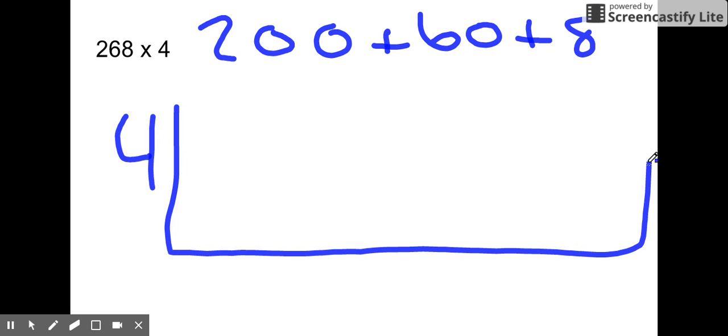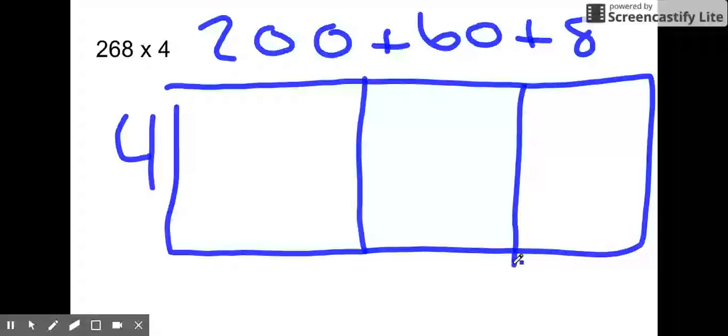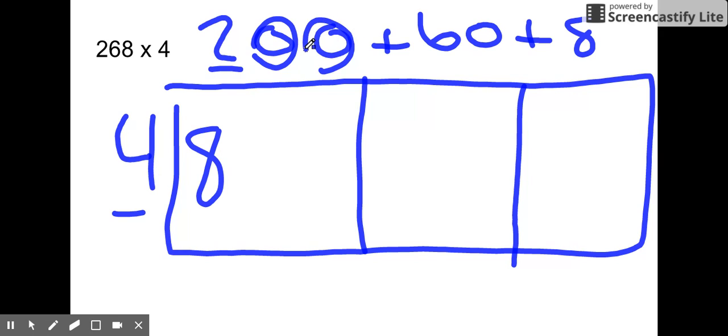I'm going to make a nice big box for all of my work. Everywhere that I have a plus sign, I'm going to draw a line. So before I only had 1 plus sign, so I was only splitting my box into 2 pieces. Now that I have 3 place values, I'm splitting my box into 3 pieces. I'm going to multiply by the top and the side. So 4 times 2 is 8. I have 2 zeros in my problem, so I'm going to add 2 zeros to my answer.